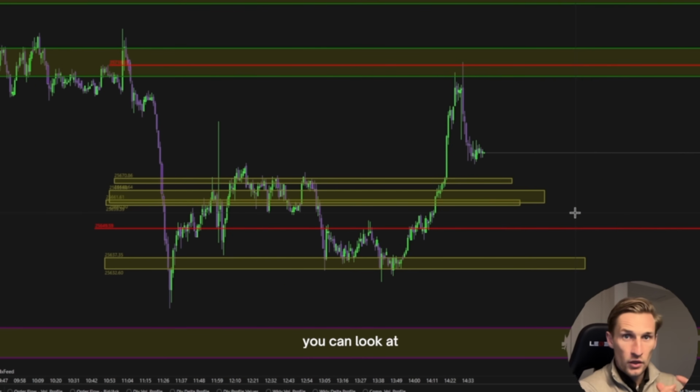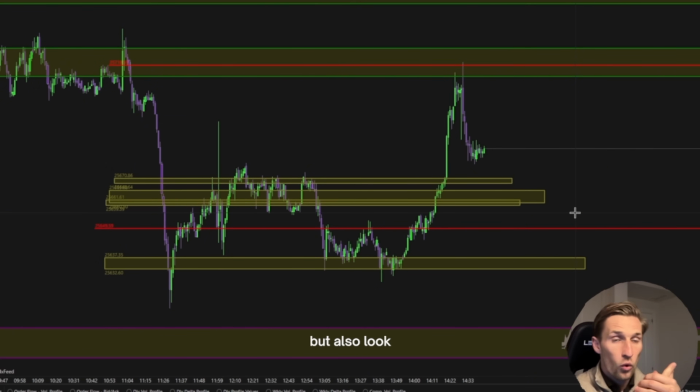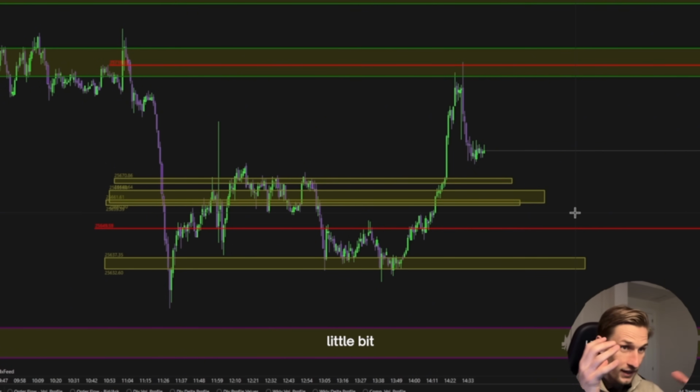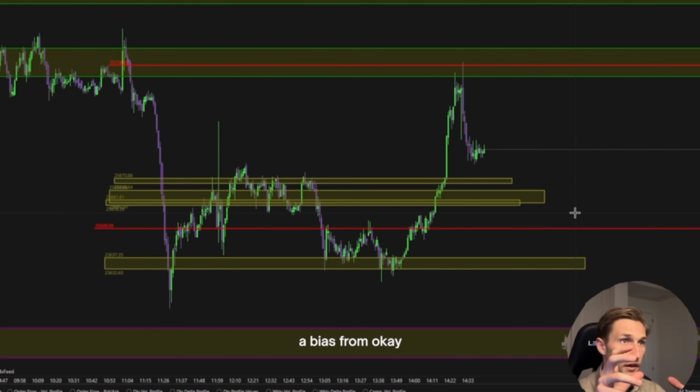If you start your day, you can look at the composite, you can look at the weekly, you can look at the daily, but also look at the cash session profile volume per day, because you can get a lot of valuable information out of that as well. And then when you have all those levels and you have a little bit of a bias, and that is not a bias from, okay, I'm going only long today, or, I'm going only short today. No, the bias is, okay, I know the level.